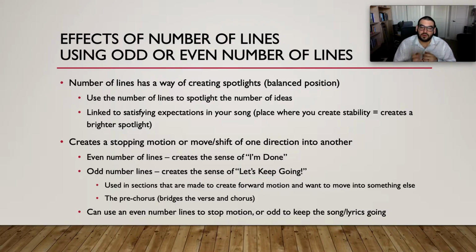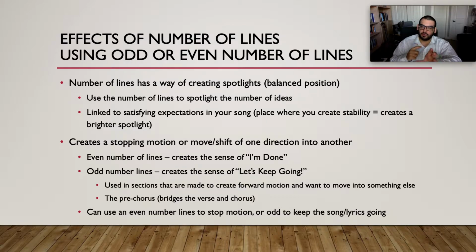Now, lines can create motion forward or a stop motion in your piece. So using an even number of lines, for example, if you have a verse that is 4 lines long, this creates the sense that the music is finished. Evenness is a nice thing to have. An odd number of lines, for example 3 or 5, in terms of your verse, creates the sense of, you know what, let's keep going. If it's 4 lines long, you have line 1 matches line 2, line 3 matches line 4.